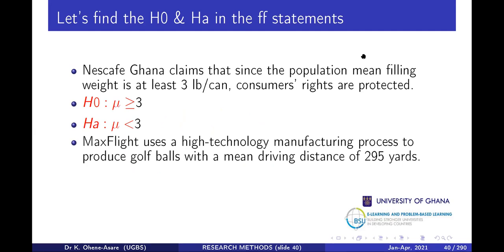Max Flight uses a high technology manufacturing process to produce golf balls with a mean drive. What is the null and the alternative hypothesis? Remember, mathematics is a pattern. If you change the pattern in the way I give you, you'll miss something. So use that same pattern. Who is ready to show us his answer? Rola. I'm going to move to the next page and then you tell us what you have.